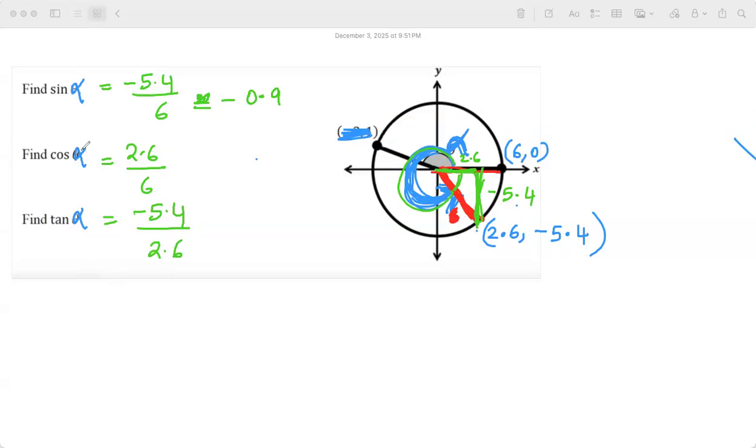Cosine theta, yes, cosine theta is adjacent by hypotenuse. No, I get that, but you said that the alpha angle would be the opposite of the tinier angle, right? So wouldn't it be negative 2.6 over 6? Since it was negative for the other two? It is negative for the other two, but the cos theta will be positive. I'll tell you why. Good question, Dhwani. Let me finish this and I'll tell you why cos theta will become positive.